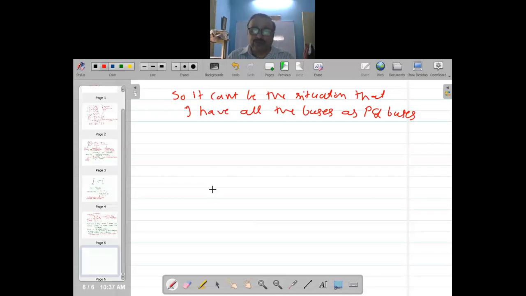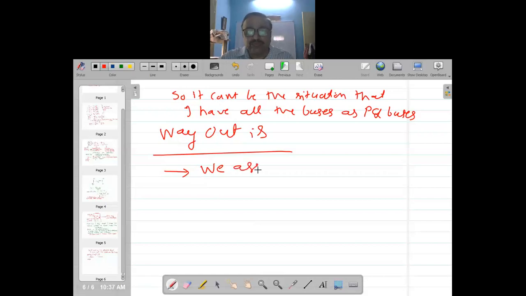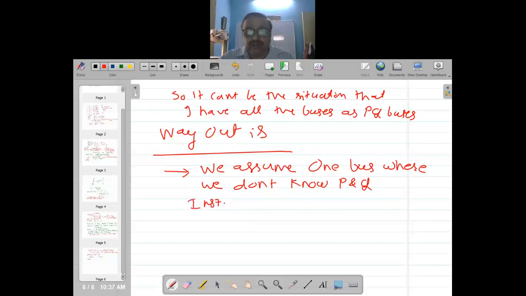So what is the way out? Therefore, the way out is we assume one bus where we don't know P and Q. Instead, we know V and delta. And this we call as the slack bus.